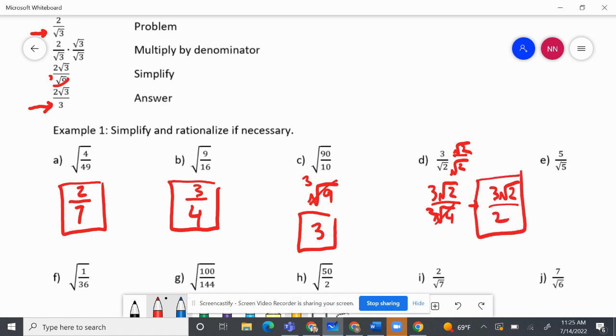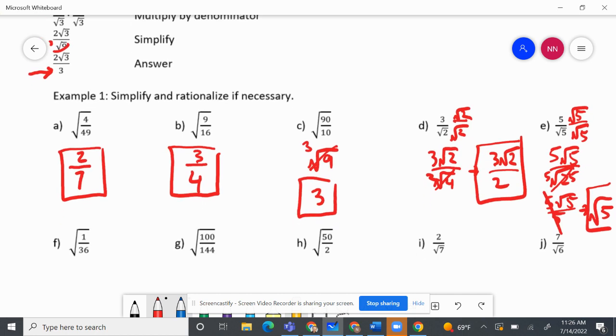Now for letter E, we're going to multiply the top and the bottom by the square root of 5. We're rationalizing it. Once again, why we rationalize it is to get rid of the square root in the denominator. So that gives us 5 square root of 5 over the square root of 25, which of course the square root of 25 is 5. So 5 square root of 5 over 5. And of course the 5's cancel. So our answer is the square root of 5. Pause the video and try those next 5.